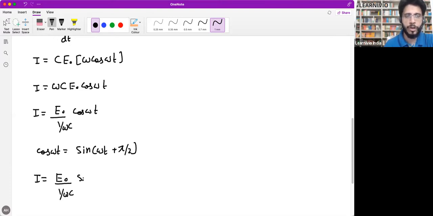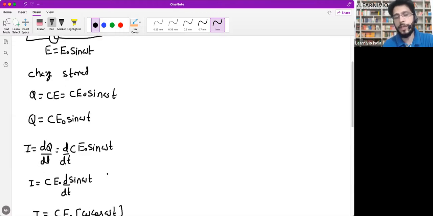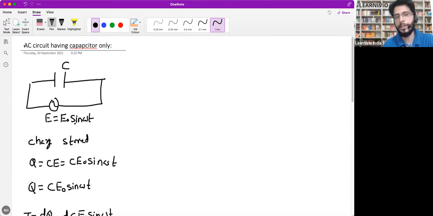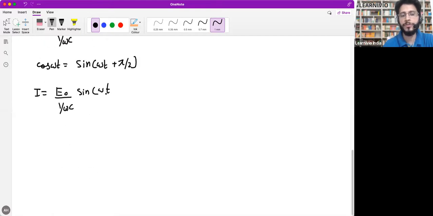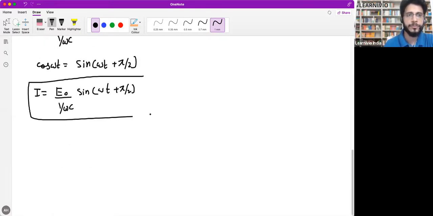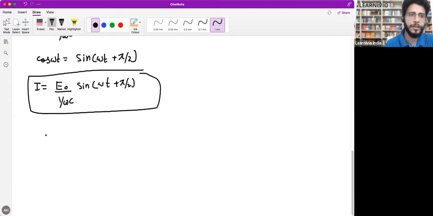See, our motive is to convert this cos in terms of sine always. I'm converting this in terms of sine because I can compare it with the equation of EMF, which is in terms of sine, to see whether the current is in the same phase with EMF or not, whether current is leading EMF or lags behind EMF. That you can do only if you convert it in terms of sine. So it's I equals E naught by 1 by omega C sine omega t plus pi by 2. Now see here. In inductor, we had inductive reactance. In capacitor, we have capacitive reactance.